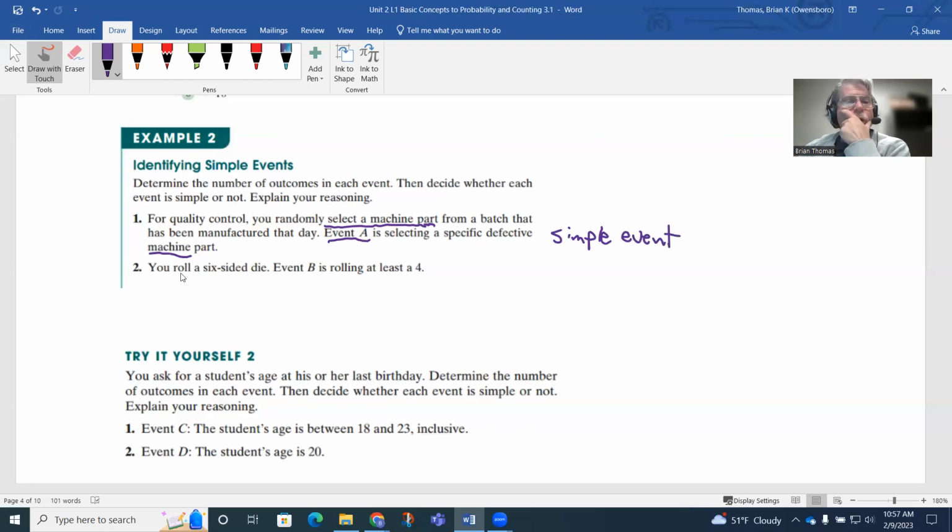If you look at this one, if you roll a 6-sided die, event B is rolling at least a 4. If you're rolling at least a 4, your outcomes would be a 4, 5, or 6. Since the event has 3 outcomes, this is not simple. That's going to be not a simple event. If we have more than one outcome in the event, then it's not simple.